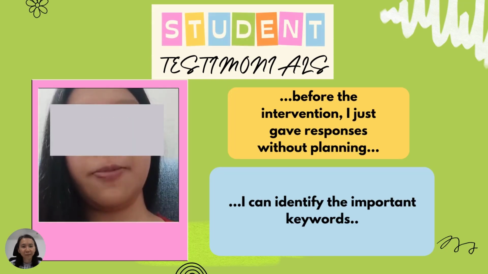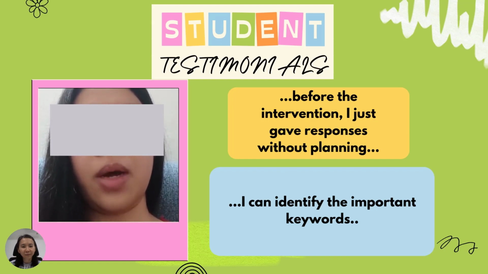Before I used PNA+E in Task 1, I just gave responses without planning. Therefore, most of the time I had a lot of irrelevant answers. It caused me to lose a lot of marks in Task 1. After I used PNA+E in Task 1, my responses have become more organized. All the prompts listed on the table can help me to answer Task 1 more precisely. Besides, I could identify the important keywords in the prompt.